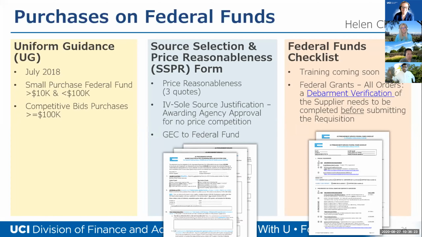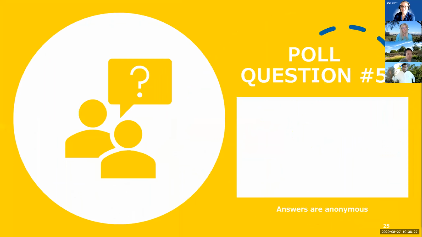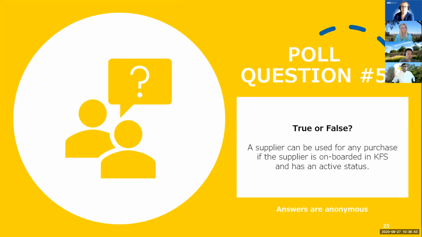Thank you, Helen. And next, we've got another poll question. Poll question number 5. Another true or false. True or false? A supplier can be used for any purchase if the supplier is onboarded in KFS and has an active status.